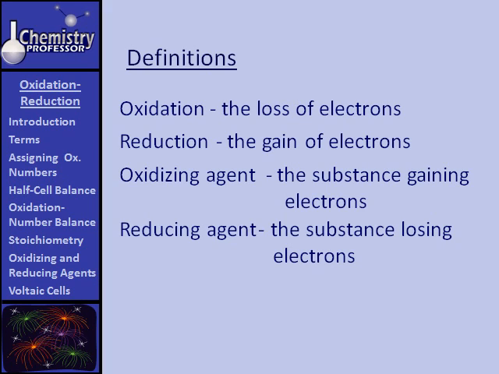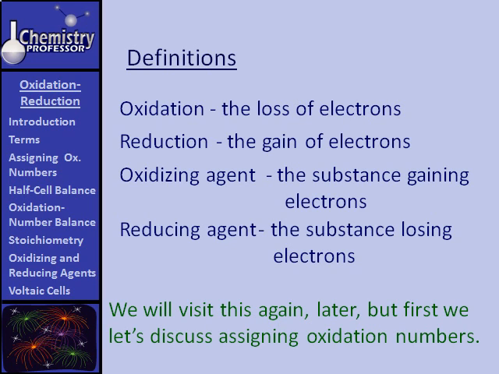So the oxidizing agent gains electrons so that it can take them away from something else, therefore oxidizing something else. Oh well, learn it however you will, but remember these four definitions. We're going to visit this again later. But first, let's get to the first item, and that is we need to assign oxidation numbers.